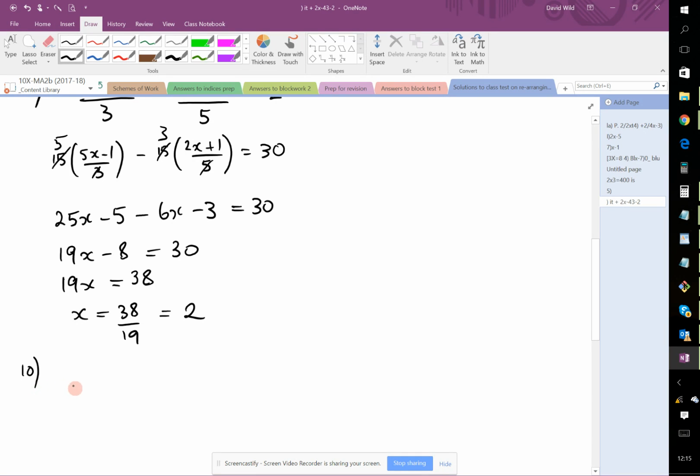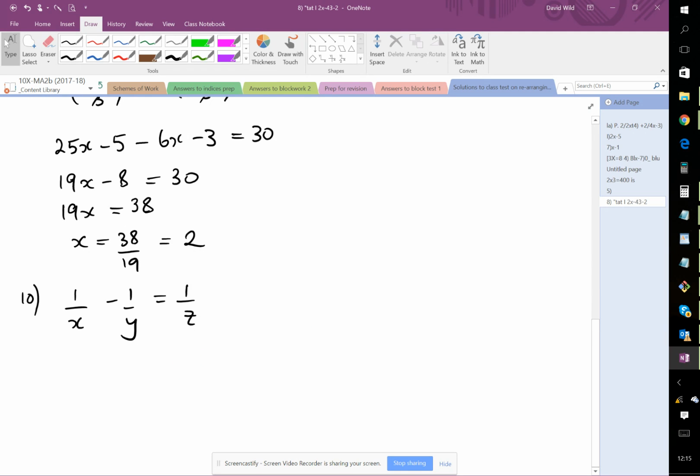Question 10. 1 over x minus 1 over y equals 1 over z. Now there's two ways to do this. Trying to get x on its own, one thing you cannot do is just take the reciprocal of this and the reciprocal of this and the reciprocal of this, because it's a bit like square rooting. If you square root both sides, you must square root all of it. So we must take the reciprocal of all of this.